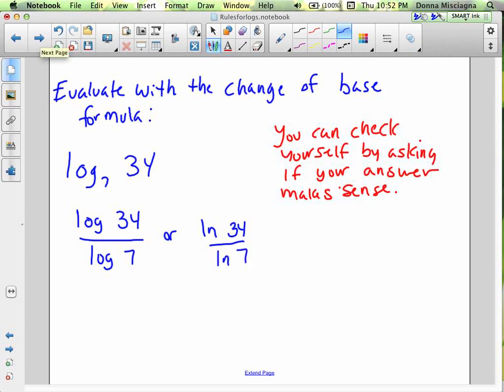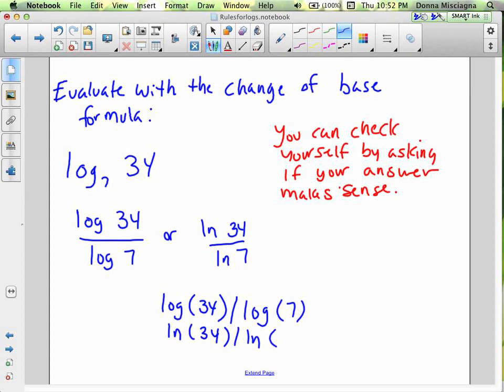Now what are you going to do with that? You're going to plug it into a calculator. All right, and so this is what it'll look like. You're going to hit log, and automatically a parenthesis will come up, and you type 34, and you close your parenthesis, and then you hit the divide sign, and then you hit log, and automatically the first half of the parenthesis comes up, and you type in 7, and you close your parenthesis, and that's going to give you an answer. And it'll be the same thing if you use natural log, except it will say natural log instead of log. And so this is what it looks like in the calculator.